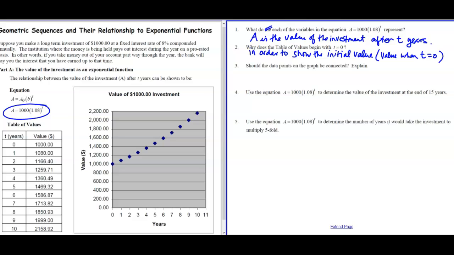Based on what I just said, where the bank will prorate your interest if you take it out early, do you think you should join the points up? I would say yes, because then that will show how much interest you'll get. Do you have to? Not really, but this represents a continuous function. If we're allowed to take it out early, say after 2.5 years, we would go up to our graph and then across here, and we would know the value of our investment at that particular time. So in this case, I would join them up. But if you don't get prorated interest, then I would just leave them as discrete points.